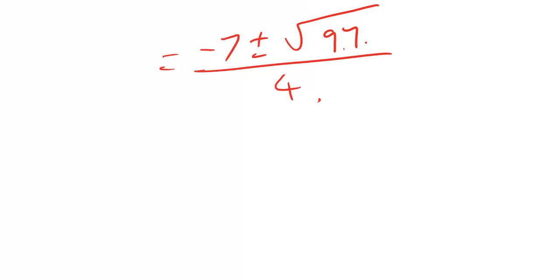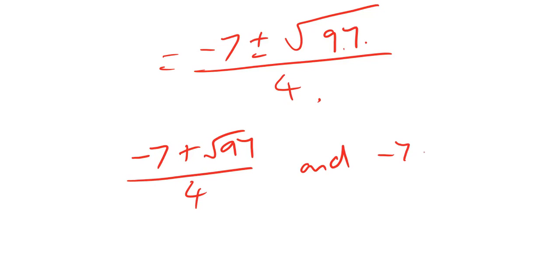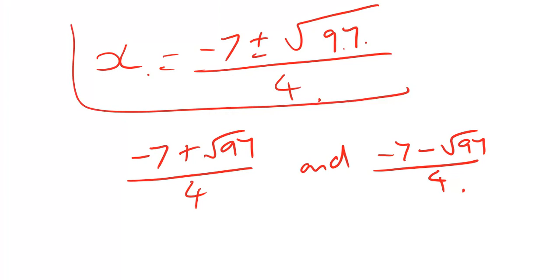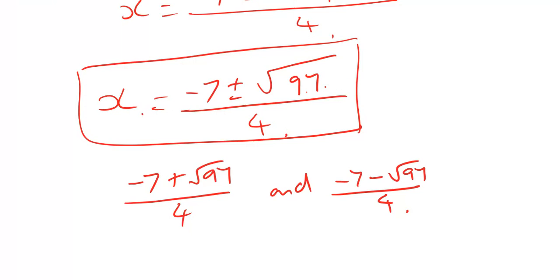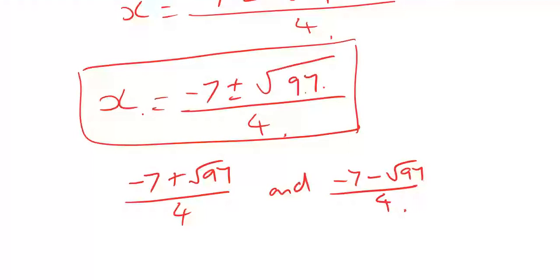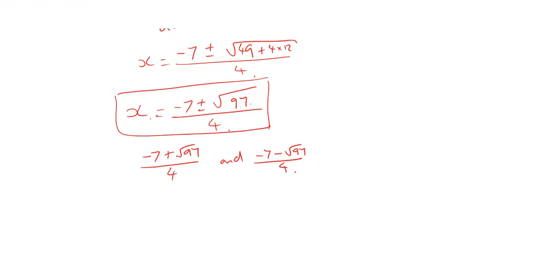So that will do. Now, we could write minus 7 plus root of 97 over 4 and minus 7 minus the root of 97 over 4, but it's standard practice just to say x equals that expression there. I'm not going to find it as a decimal. I'm going to leave my answer in that exact format, and we're finished.